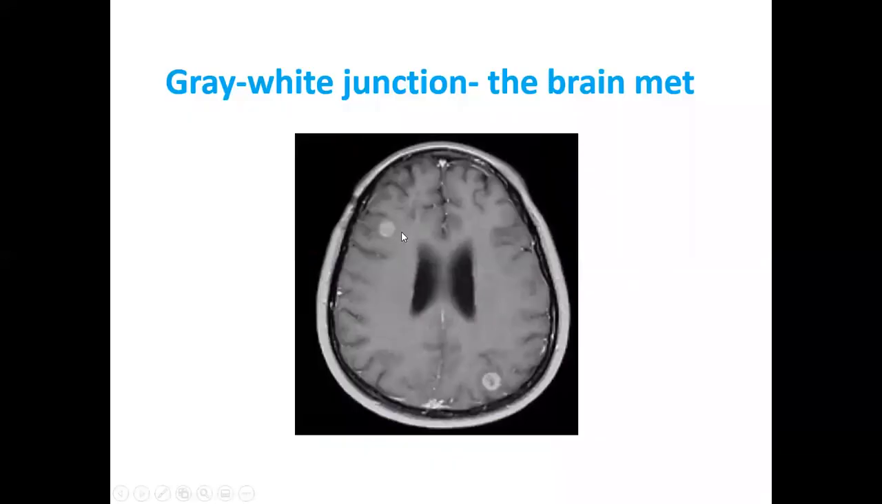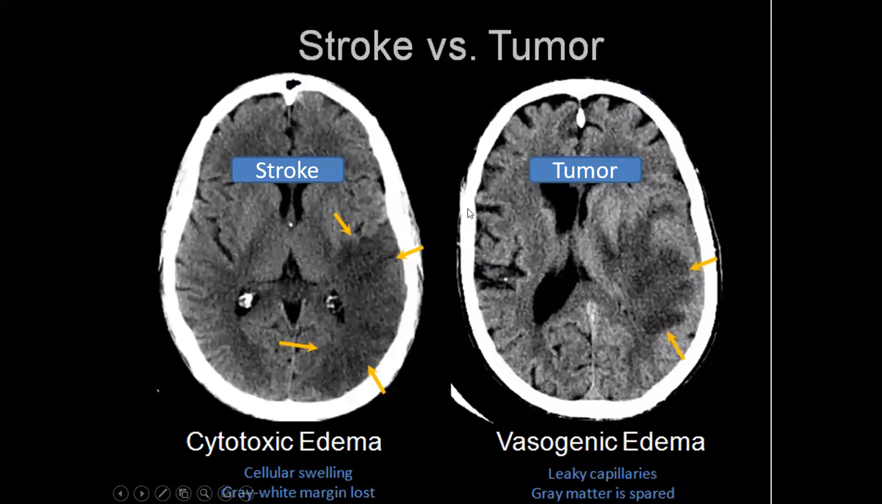So this is called the gray-white junction. You can see in the brain mets there is a predilection for the gray-white junction. These are called gray-white junctions, and brain mets we mostly encounter at the gray-white junction. If there is a stroke, there is a cytotoxic edema, so there is a loss of the gray-white matter junction. If there is cellular swelling and the gray-white margin is lost, then we think that it is a stroke. If it is maintained, it is a vasogenic edema, as seen in brain tumors. So the gray-white junction or margin is lost in stroke and maintained in tumor.